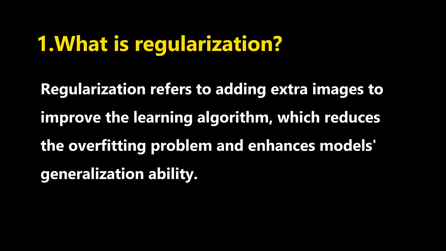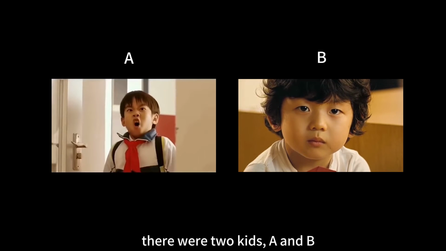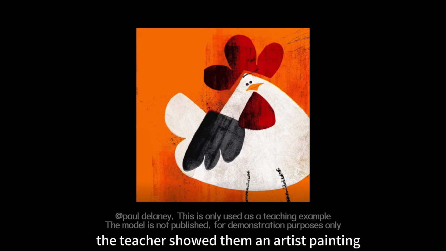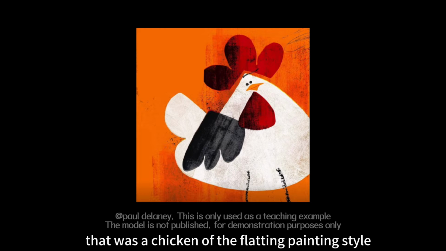1. What is regularization? Regularization refers to adding extra images to improve the learning algorithm, which reduces the overfitting problem and enhances models' generalization ability. For example, there were 2 kids, A and B. One day in an art class, the teacher showed them an artist's painting and told them that was a chicken of the flatting painting style.